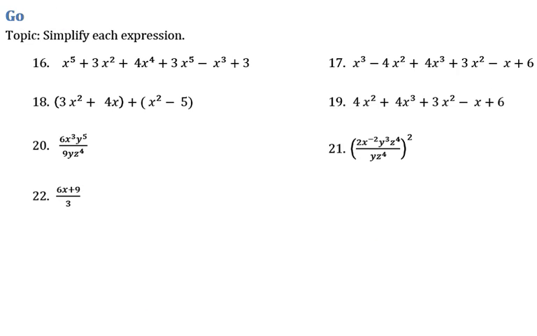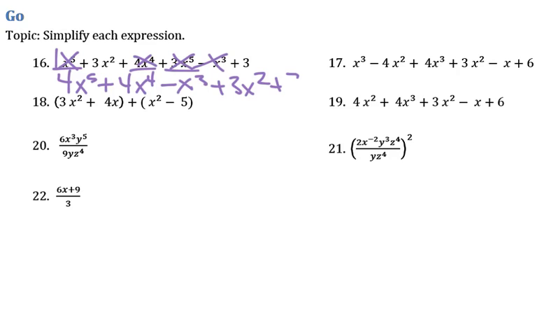Alright, now simplifying. So just look for like terms and combine. 1x to the 5th, 3x to the 5th, 4x to the 5th. And remember, you always start with the biggest degree. Okay, no other x to the 4th, so 4x to the 4th. No other x cubed, so x cubed. No other x squared, so 3x squared. No other constant, so plus 3. Okay, that's all we do. 4x cubed, 1x cubed, 5x cubed, negative 4x squared, 3x squared, negative x squared, negative x, plus 6.